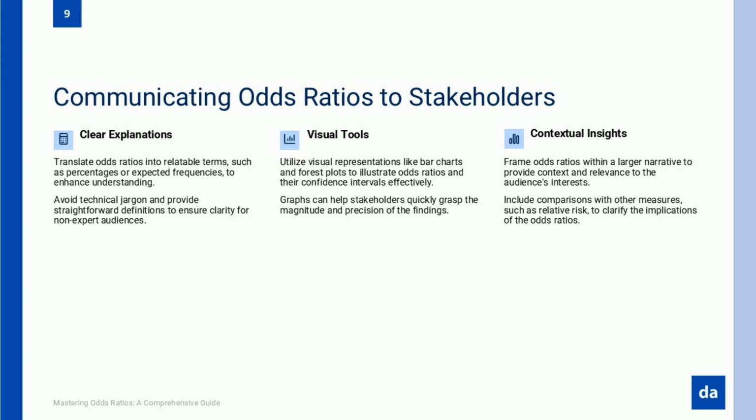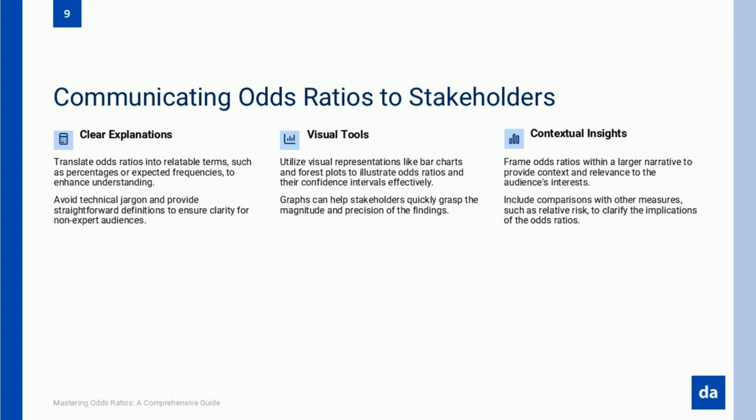The challenge lies in bridging the gap between statistical precision and real-world comprehension. Odds ratios provide valuable insights, but their true power is unleashed only when decision makers can grasp their significance and apply them to practical situations. So how do we transform these abstract numerical concepts into clear, actionable information?